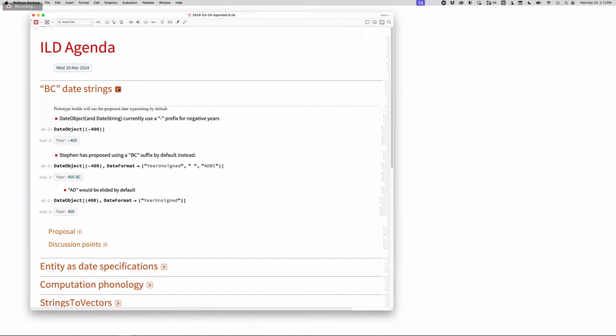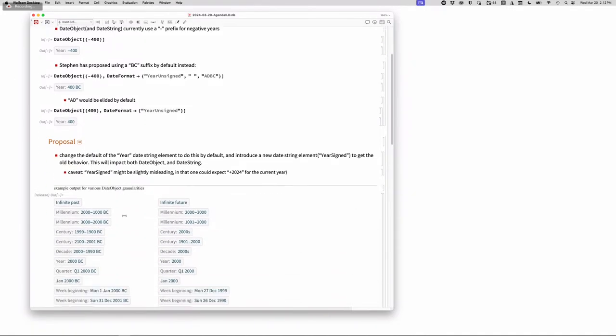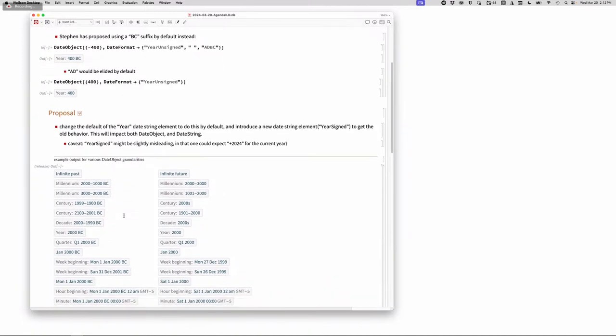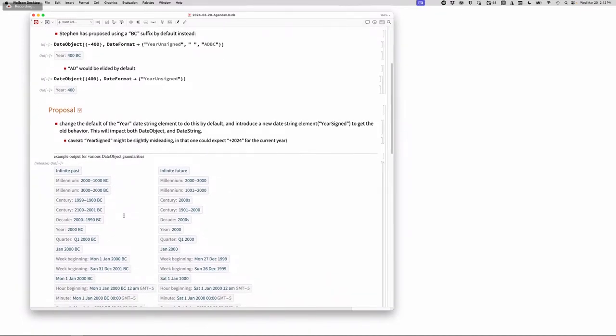Well, okay, so what's the question here? Because we clearly have to have some default format for DateObjects, the question is, what is it? Is that correct? Yes. So the proposal section there shows basically what I'm proposing, which is that we have a default cutoff for positive and negative years, where we would show BC in the past, and we would elide it for anything after 1 CE. We could change that threshold to be 3 digits.